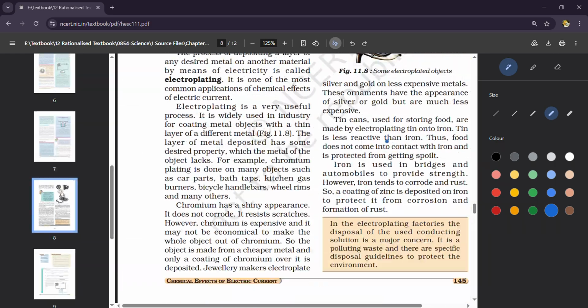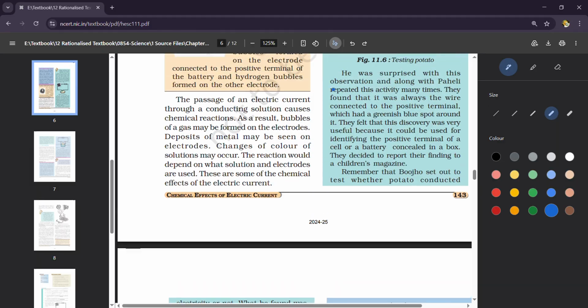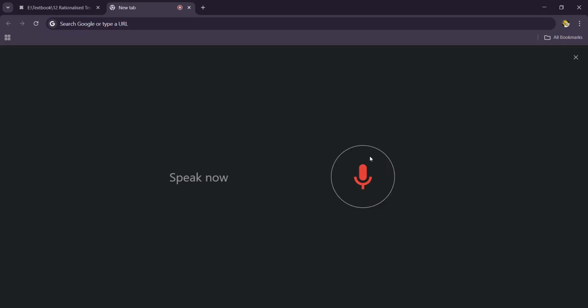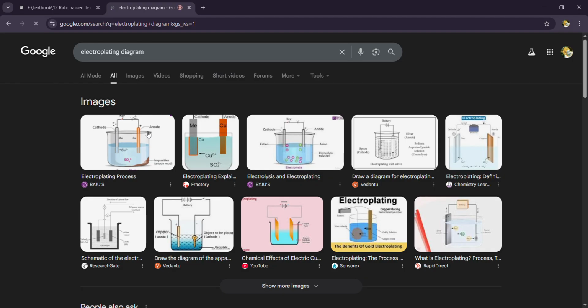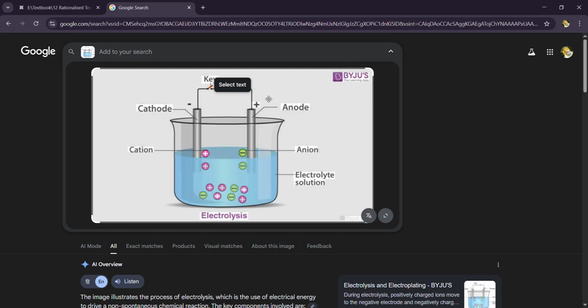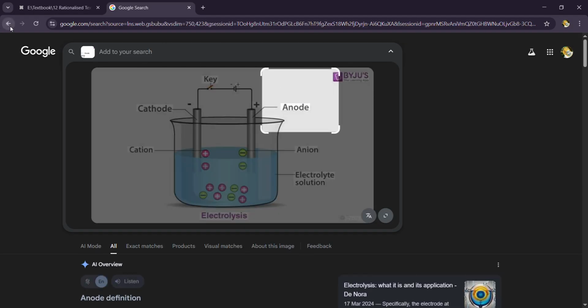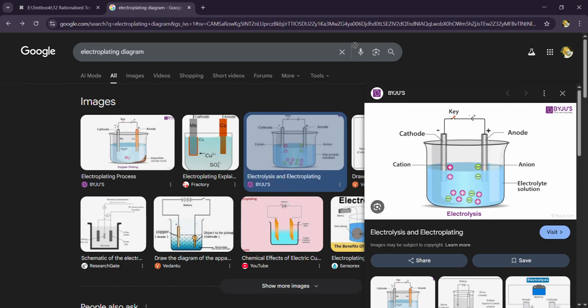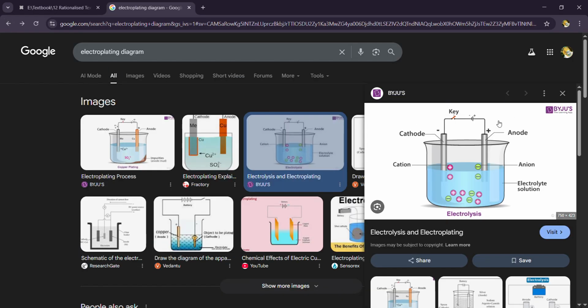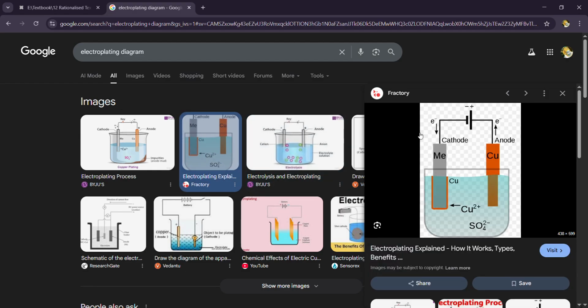Yes. I will show you a better diagram for electroplating. Now yes, here we can learn from this one. Here the current is passed through. Electroplating diagram. Yes, this one. The current is passed through here.